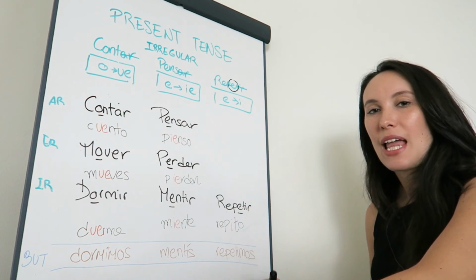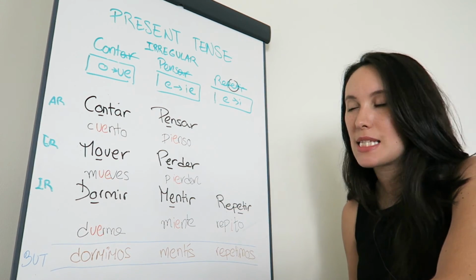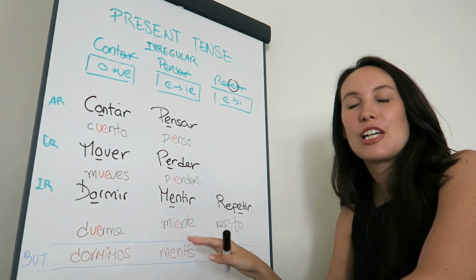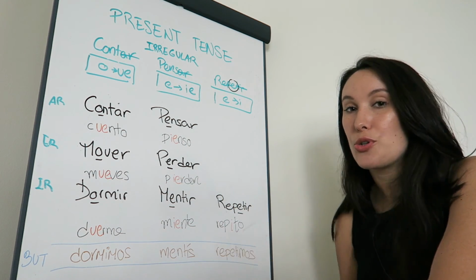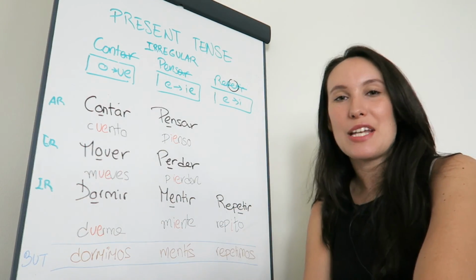ripitimos. And that will also happen with you guys. So that will happen with all of the verbs here, all of the verbs in the grid, every time I say we or you guys. Okay, so that's everything for me.